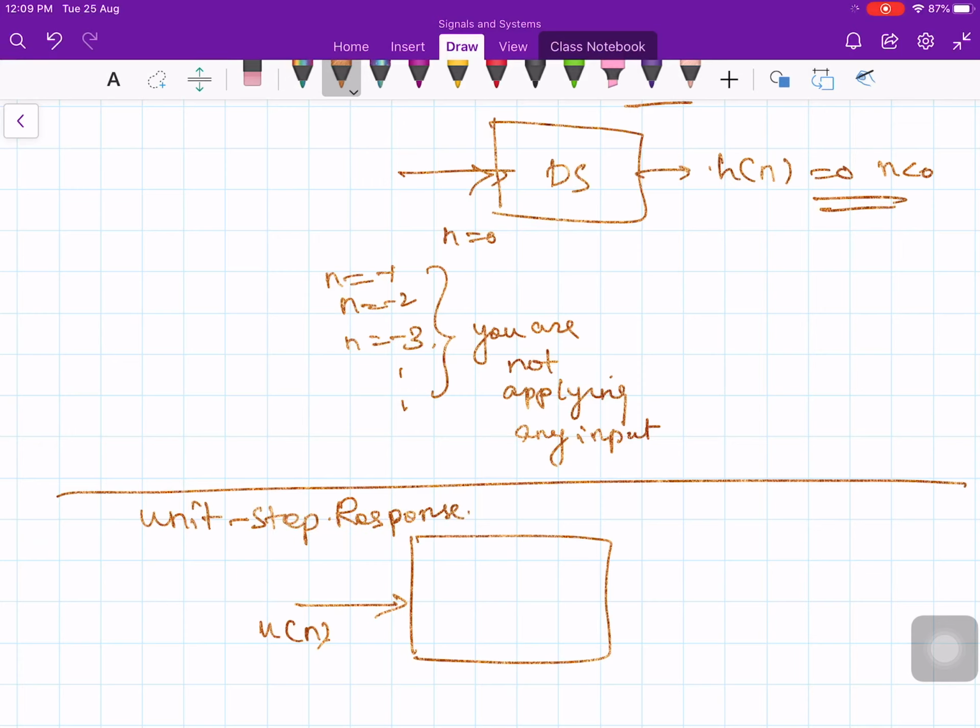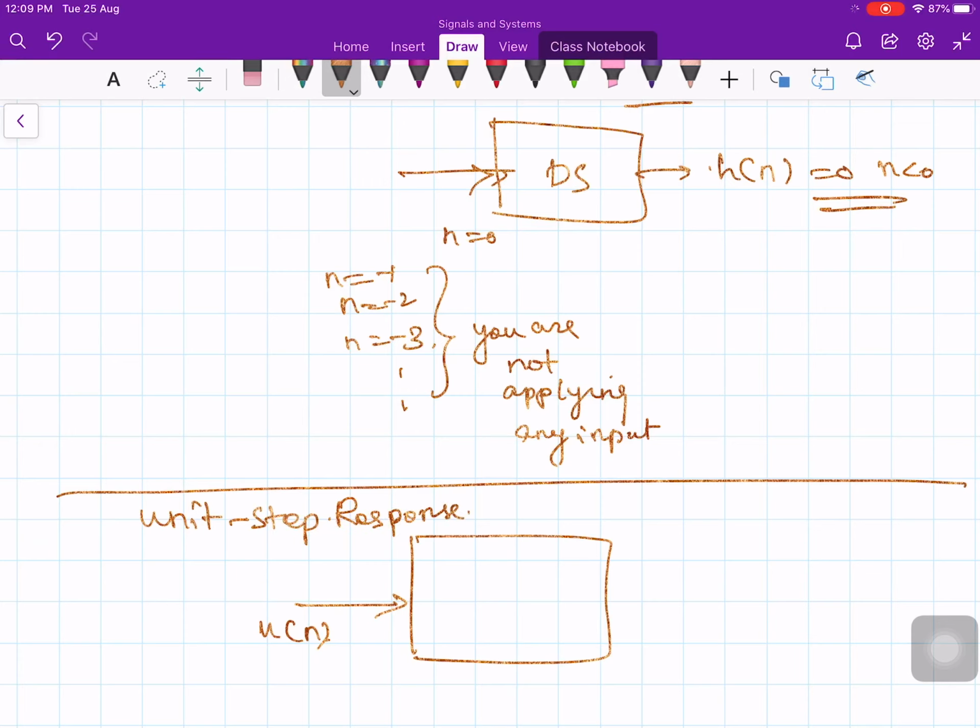Maybe I will write down one more expression. Let's say y of 1. Y of 1 means L goes from minus infinity to 1. So whatever the argument is here, the same argument comes in the summation as an upper limit. So x of L: x of minus infinity plus dot dot dot plus x of minus 2 plus x of minus 1 plus x of 0 plus x of 1. This is your accumulator.